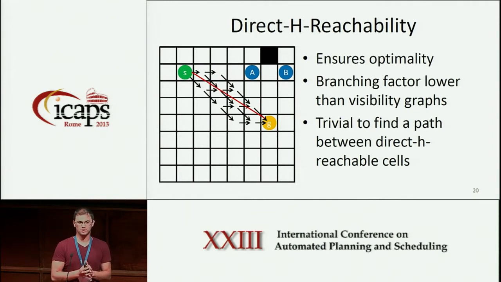So it turns out that connecting all the direct H-reachable subgoals is necessary, and it is sufficient for optimality. The proof is in the paper. I'm not going to talk about it.